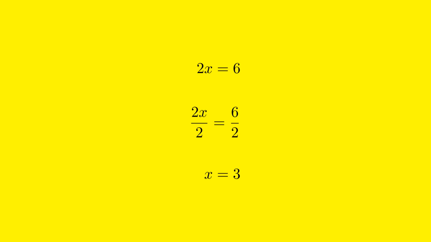Therefore, the value of the variable x is 3. This concludes step 2 and is the final step. We have solved the equation by isolating the variable and finding that x equals 3.